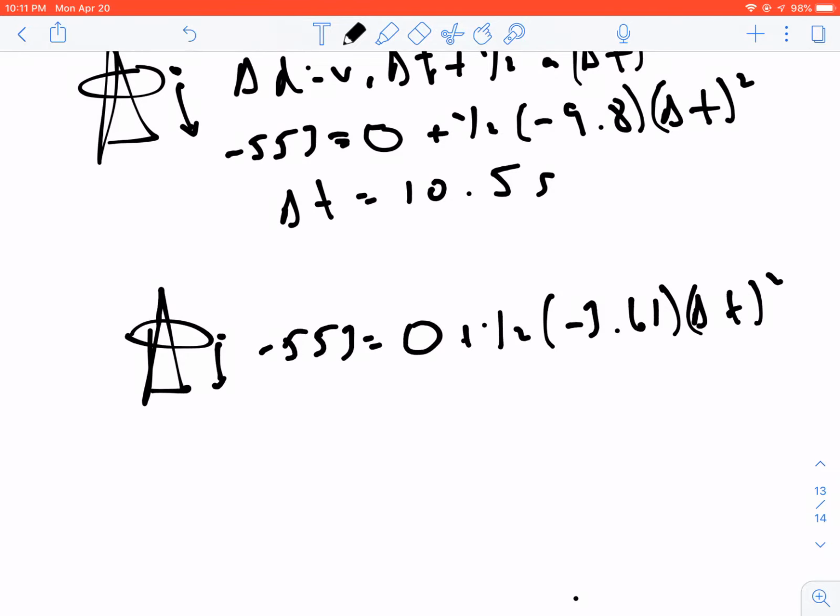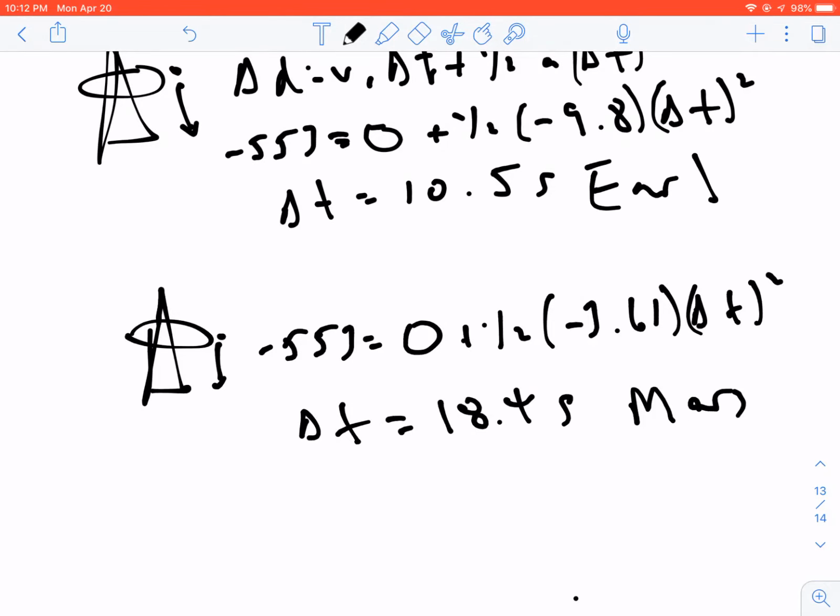And I think the time it takes is something like 18.4 seconds, I believe. So notice that it takes almost twice as long to fall that same distance on Mars as it does on Earth, right? That's question 30 from the textbook.